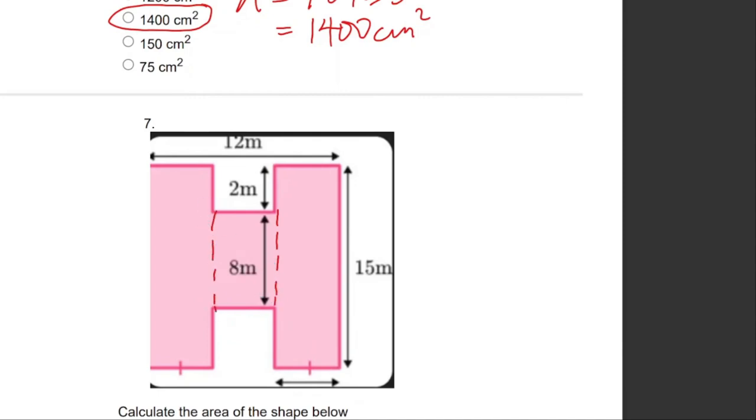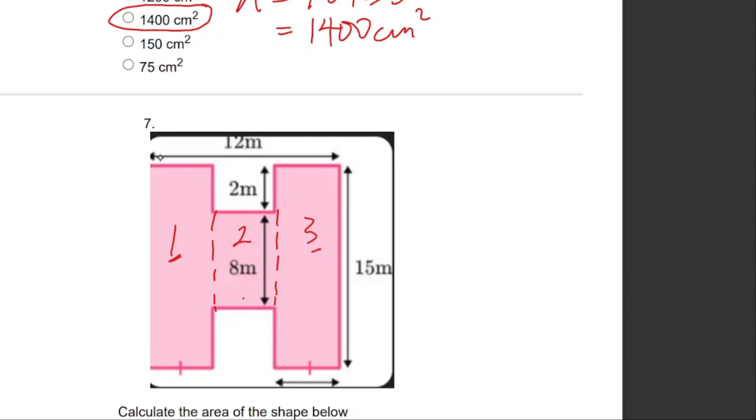So we have 3 rectangles. This is the first one, second one, third one. The first one and the third one are the same. So if you get the 1, just multiply by 2. Then this one. So what is the dimension of the first one here?